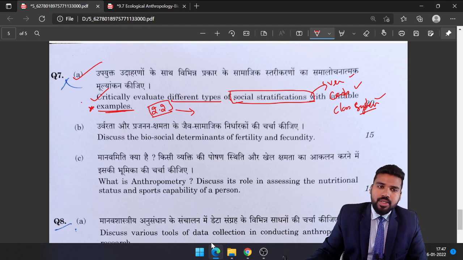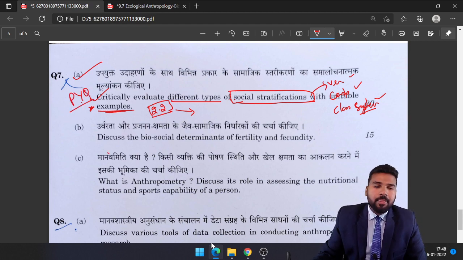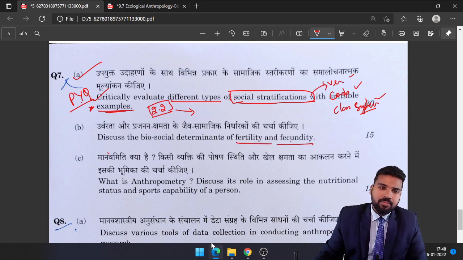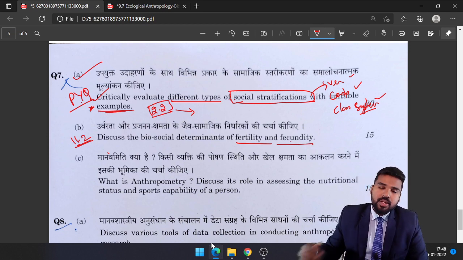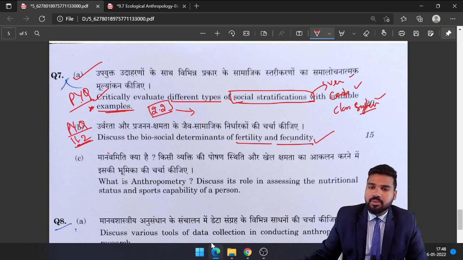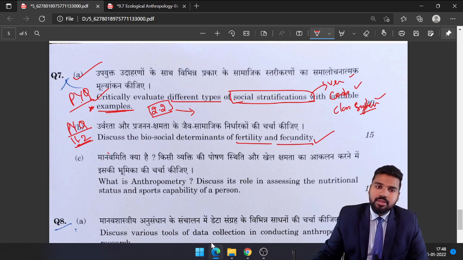Easy question and previous year question based. Then the B portion, have a look: discuss the biosocial determinants of fertility and fecundity. It has come from 11.2, what are the factors; biosocial determinants are factors which determine fertility and fecundity. This is also a direct question, such previous year questions have also been formed. So simple to answer, there is no ambiguity in here, not a tricky one, entirely from your syllabus, and we have discussed it in your class as well. Very easy one.